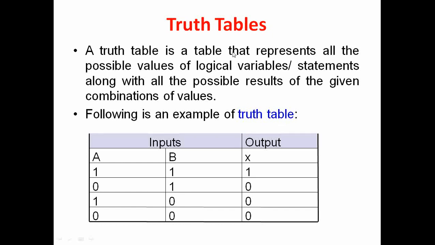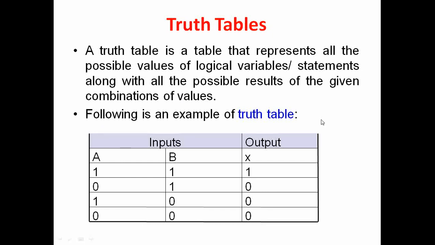Then next is truth table. A truth table is a table that represents all the possible values of logical variables and statements along with all possible results of a given combination of values. So what is a truth table? It is a type of table that represents all possible values of logical variables and statements along with all the possible results of the given combination of values.